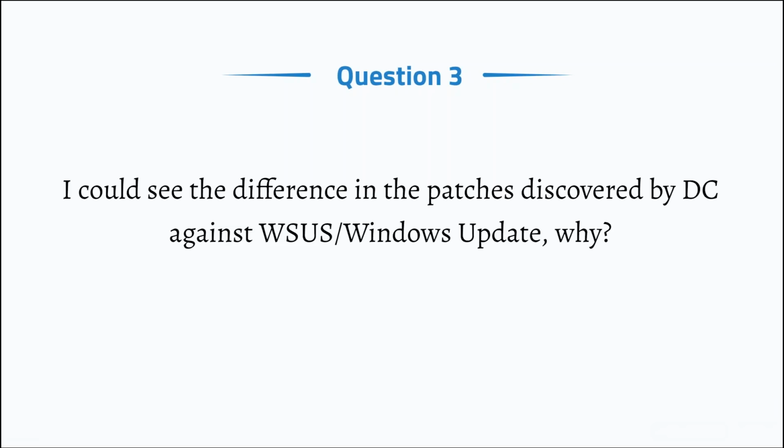I could see the difference in patches discovered by Desktop Central against WSUS or Windows Update. Why? This is one of the major questions which we handle on a daily basis. I'd like to give detailed information on how this works. Whenever it comes to WSUS, they normally don't show the superseded patches. I'm sorry, they do show the superseded patches, whereas in Desktop Central, we don't show the superseded patches.